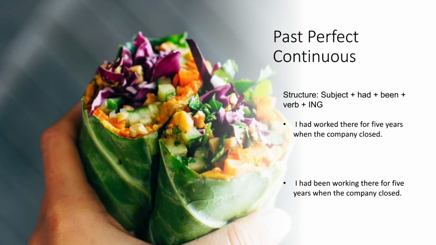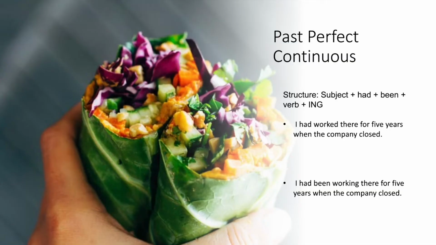The structure is subject plus had plus been plus verb ing. Now the past perfect and the past perfect continuous can be used interchangeably, no difference in overall meaning. Let's take a look at two sentences. There is no real difference in their overall meanings with one another.